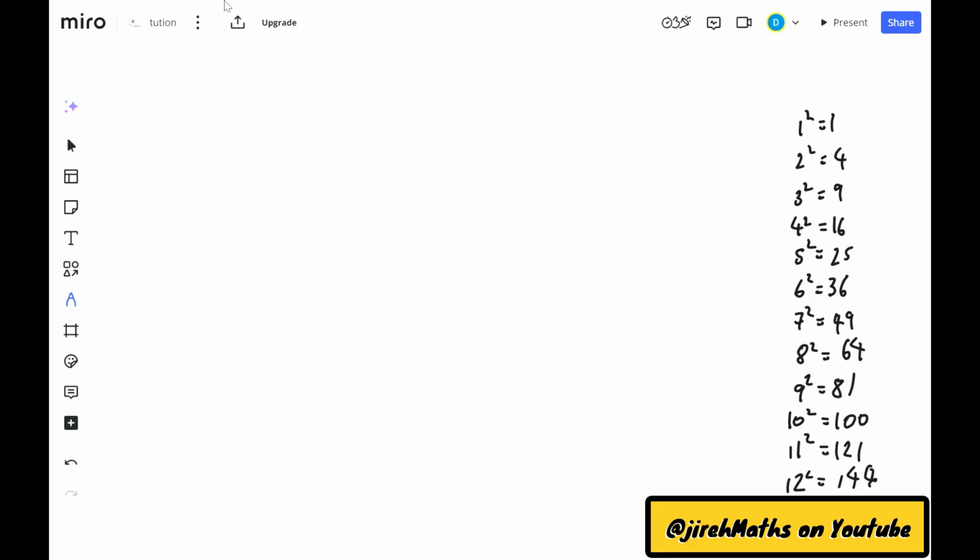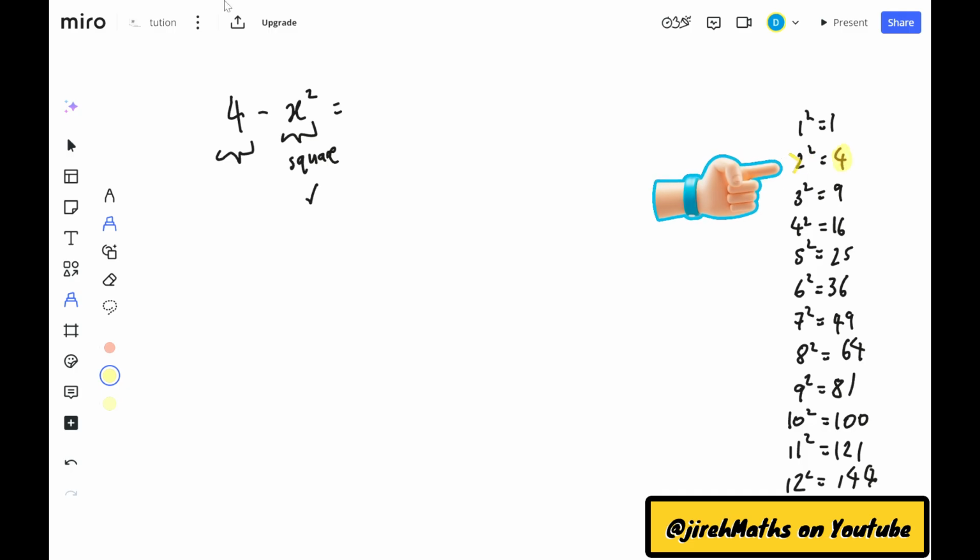Let's try a question. So 4 minus x squared. Now we know clearly that x squared is a square. So is 4 a square? If we go to our table, we can see that 4 is a square and it is 2 squared. Therefore, this is going to be 2 minus x, 2 plus x.